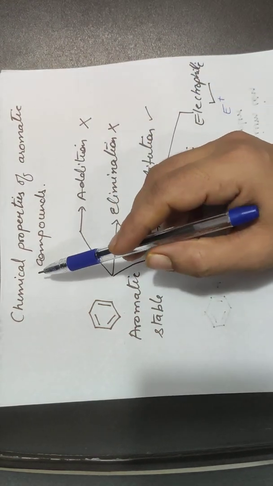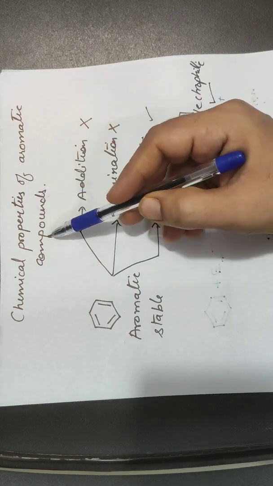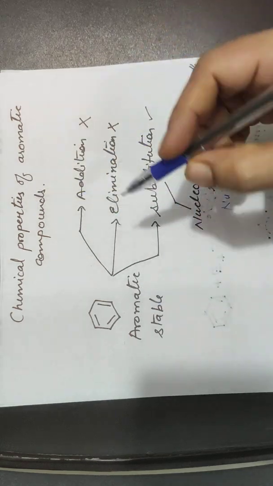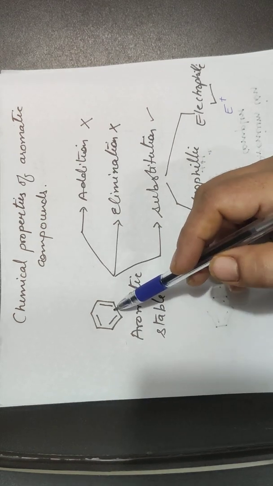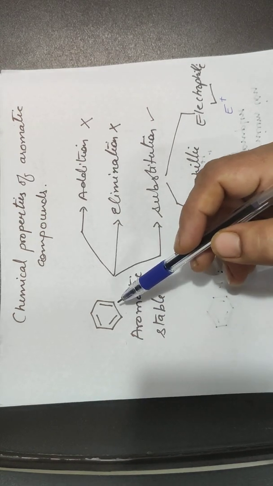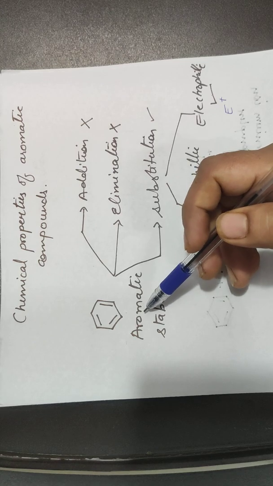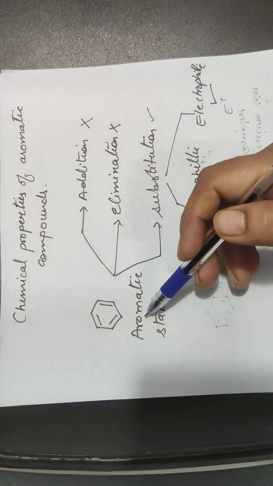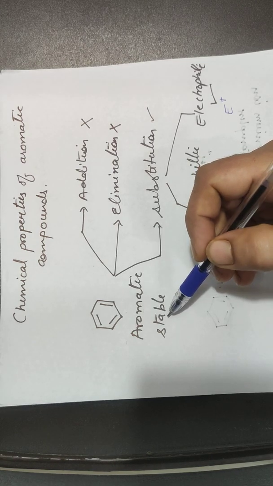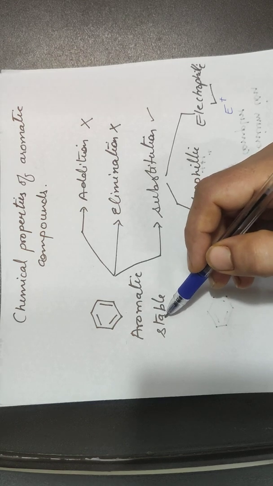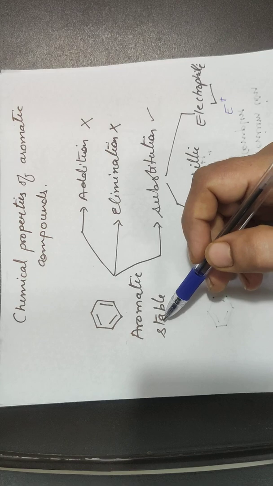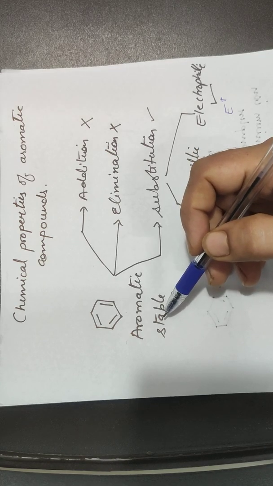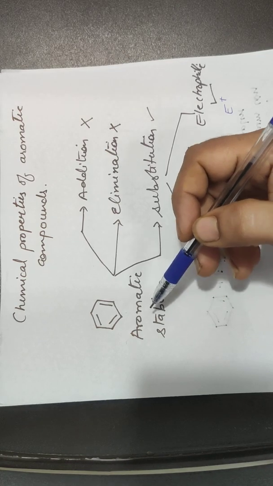Today we will talk about chemical properties of aromatic compounds. What are aromatic compounds? Aromatic compounds are those compounds which have a ring-like structure with conjugated double bonds. And simultaneously, whatever the compound, if it is aromatic, it is stable. That means aromaticity is the sign of stability. This fact will help us in understanding which type of chemical reaction this particular compound can give.